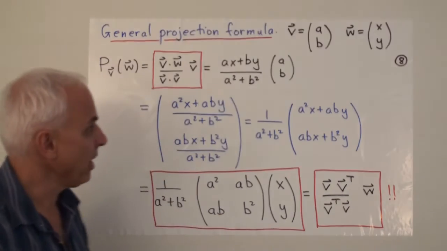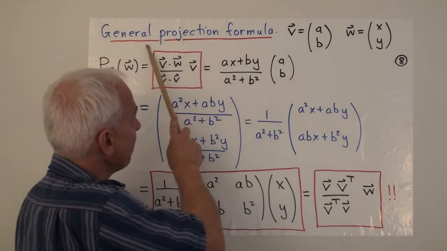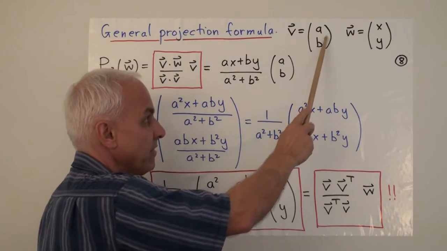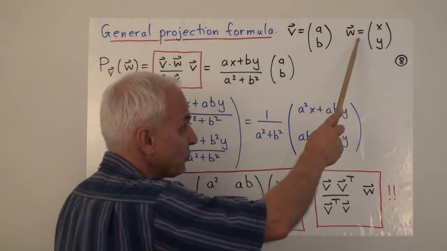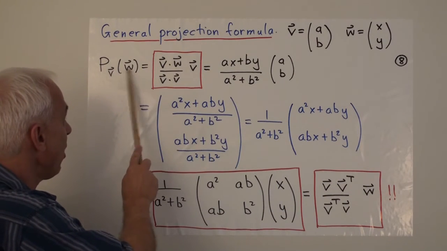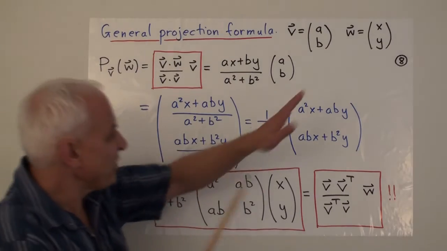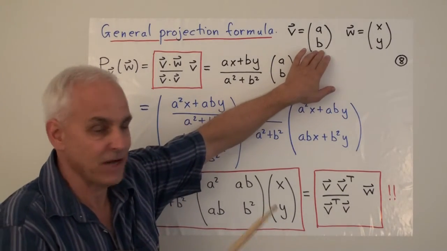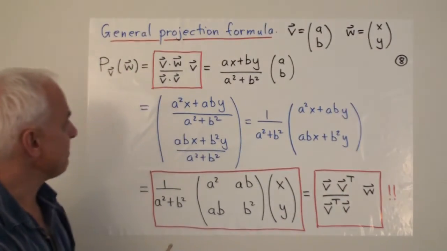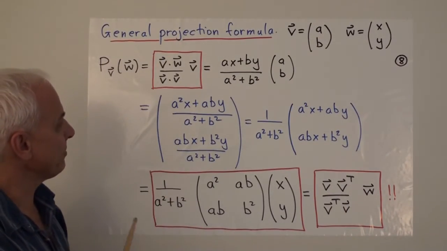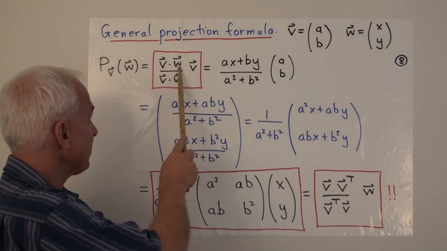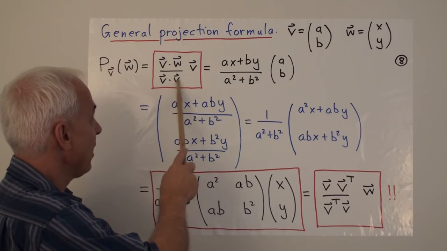Okay, so we're going to see that here because we're going to look at a formula for the general projection. So we're going to look at a general vector v, (a, b), a general vector w, (x, y). And we're going to look at the projection of w onto v. We're still going to think of this one as sort of being a fixed vector, and this one as being variable. Okay, but we're going to make this calculation. Here's the formula that we established in the previous slide. It's v dot w over v dot v times the vector v.